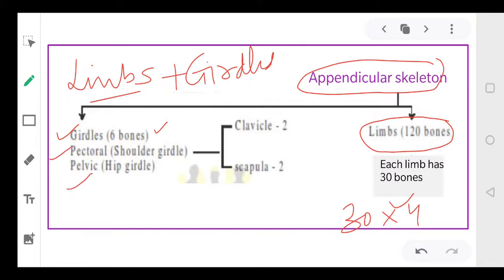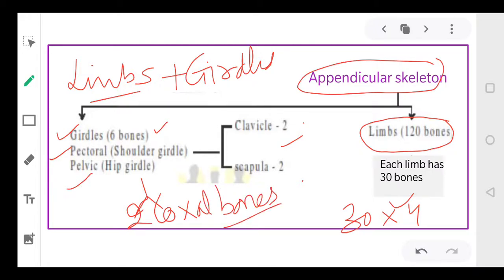So there are 2 clavicle. पेक्टोरल में 2 क्लेविकल होते हैं, 2 स्कैपुला होते हैं, ठीक है। सो 4 + 2. Pelvic girdle also has 2 parts, that is 2 coxal bones. इसमें यहाँ पर आपके पास 2 coxal bones होती हैं। So in total 6. So that makes you 126 bones. So 126 bones, 120 bones are in the limbs and 6 bones are in your girdles. Pectoral has 4 bones, pelvic girdle has 2 bones.